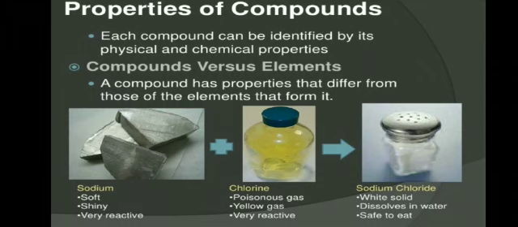For example, sodium. Sodium is soft, shiny and very reactive. And chlorine is a poisonous yellow gas, very reactive. So if we take sodium or chlorine separately, it leads to a dangerous situation. But when we combine these two elements, it gives sodium chloride, a white solid which dissolves in water and is safe to eat. So these are some of the properties of compounds versus elements.